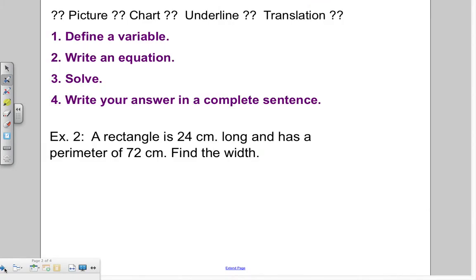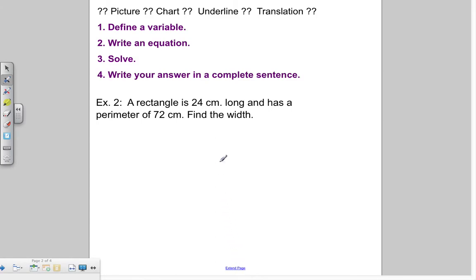Okay. A rectangle is, so the same process is at the top here. Define a variable, write an equation, solve, write your answer in a complete sentence. Okay, example 2. I'm going to make this page a little larger. A rectangle is 24 centimeters long and has a perimeter of 72 centimeters.